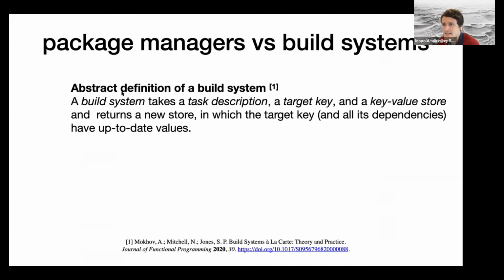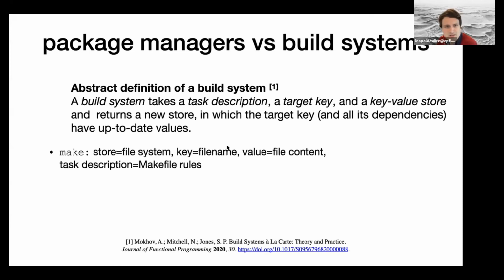So this is an abstract definition of a build system from this article, Build Systems à la carte, which is an article I can recommend to anyone interested in a high-level view on build systems and what differentiates them. So a build system takes a task description, a target key, and a key-value store, and returns a new store in which the target key and all its dependencies have up-to-date values. So let's have a look at a couple of instantiations of that definition.